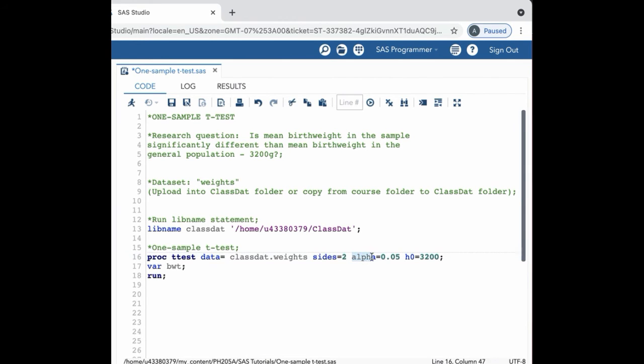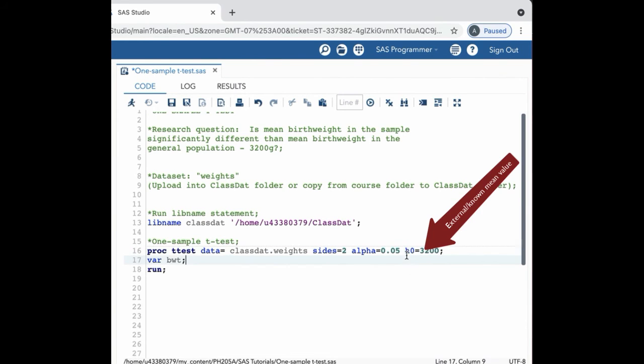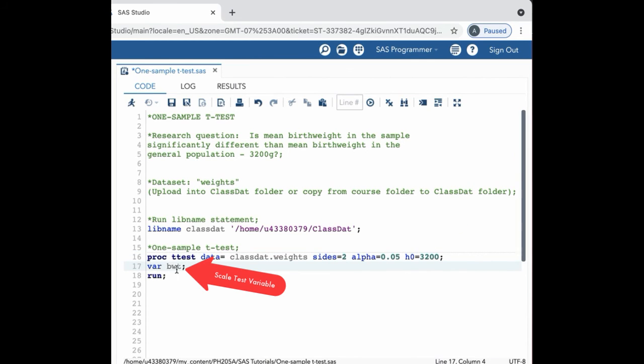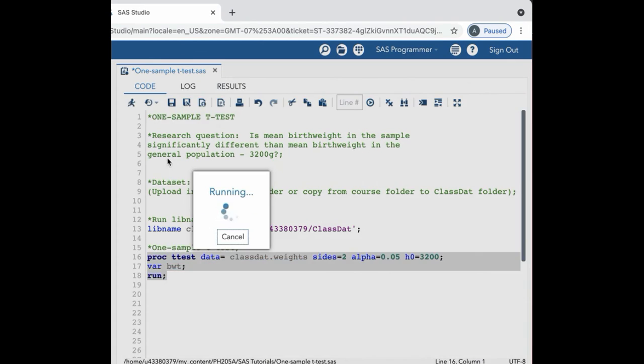We're going to set our alpha level at 0.05, and we're going to tell SAS that the value we want to compare the mean birth weight in our sample to is this 3,200 grams, this external mean. And so that is the null hypothesis, that the birth weight in our sample is not significantly different than the birth weight in the general population. So then we tell SAS var BWT, where BWT is the birth weight variable, our scale variable. We can highlight it and click run.